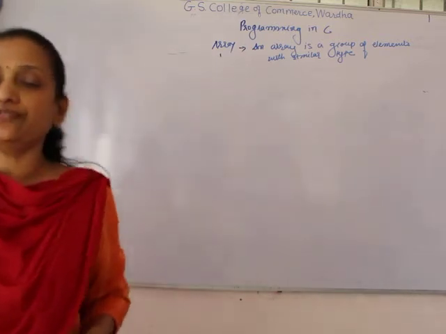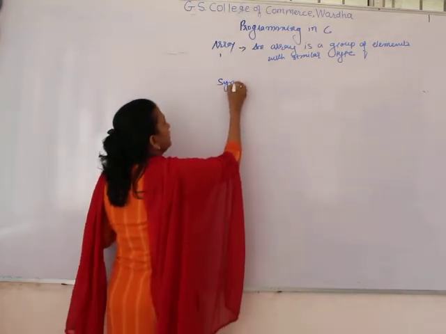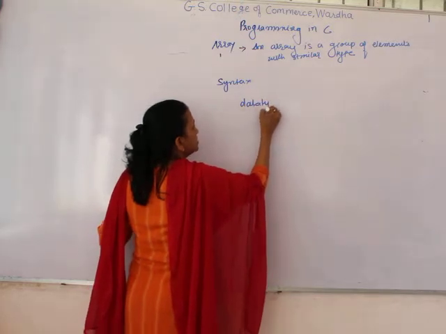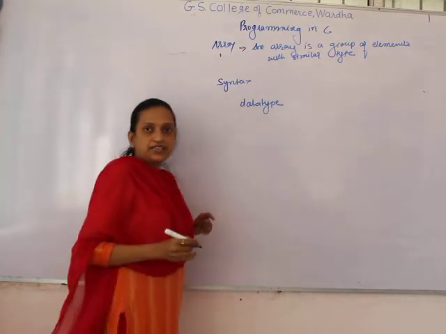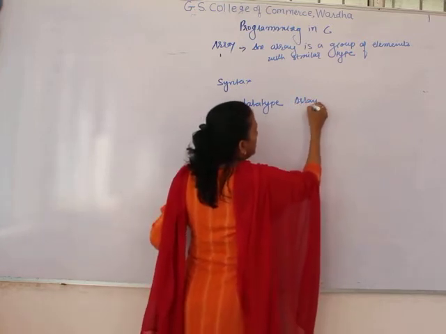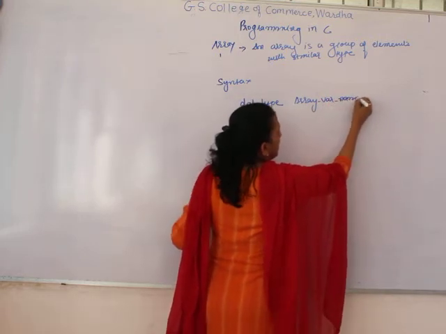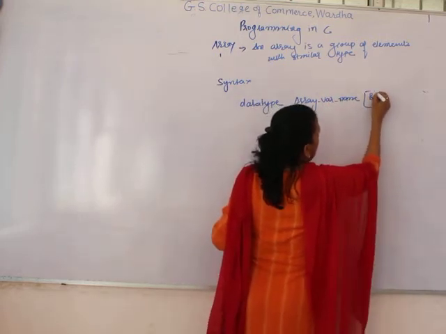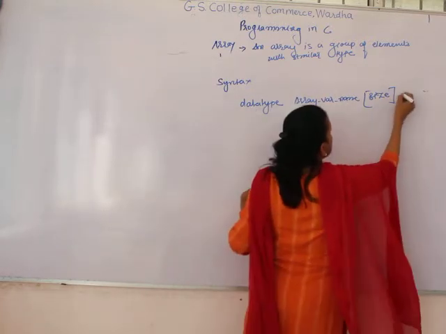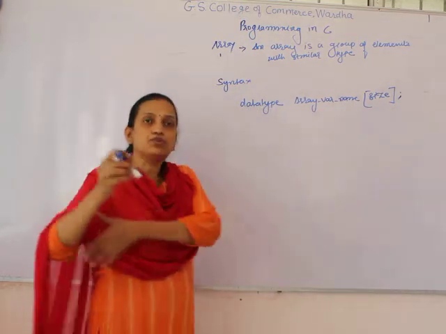Now, declaration of an array variable. Let us have a look at the syntax. You first have to specify the data type, then the array variable name, and the size of your array, which is always in square brackets, also known as a subscripted value.